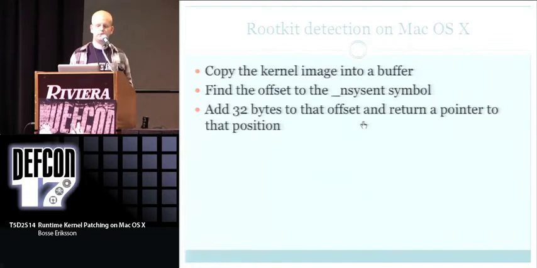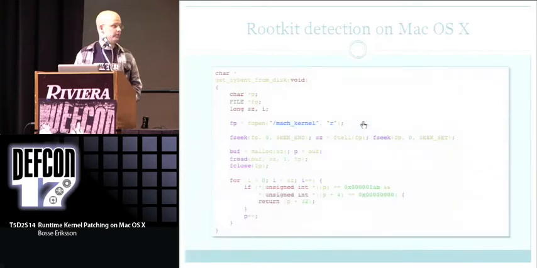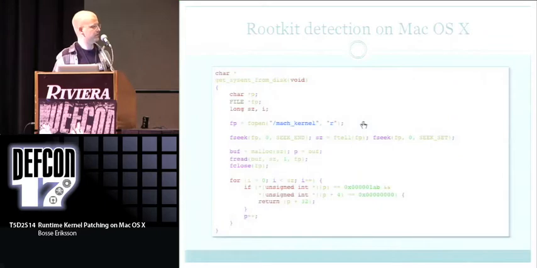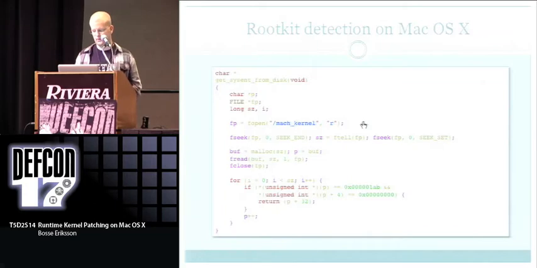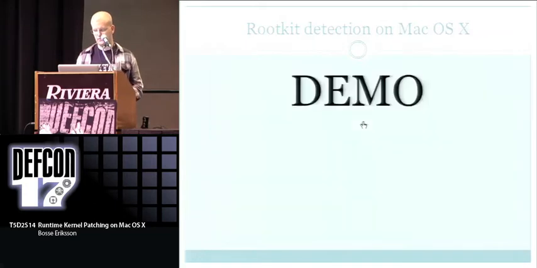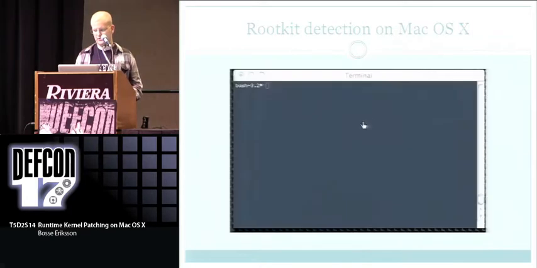So all we need to do is copy the kernel image into a buffer. We find the offset to the end sysent symbol, and we add 32 bytes to that offset and return a pointer to that position. And there we have our sysentry table from disk, which is sort of unknown state. It can be modified. An attacker could hook the open call to the kernel image and whatnot to make you read another sysentry table, but it's simple and it works. So here's the code for it. Just open the kernel image and do a for loop basically with a pointer and look for patterns. So if you run that, you should find it. Demo time. Fingers crossed.